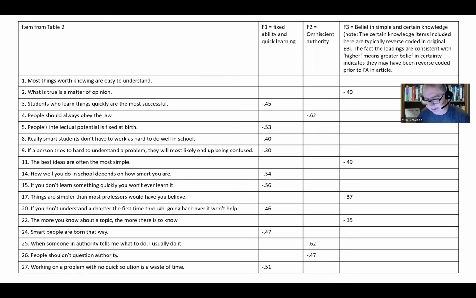So this is from an epistemic belief inventory, basically beliefs about the nature of knowledge. And so these are beliefs related to fixed ability and quick learning. So these items are all consistent with that. Factor 2, we only had 3 items that really met the minimum loading criteria on that. These items were basically reflecting a belief that knowledge comes from omniscient authorities. And then factor 3 was really a blend of items measuring belief in simple and certain knowledge.